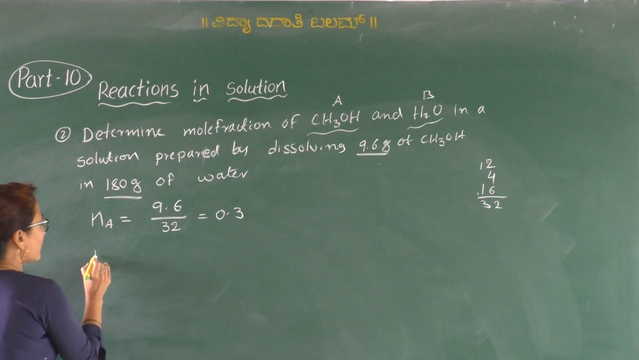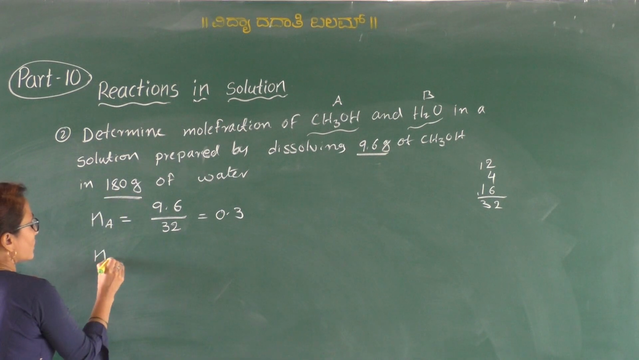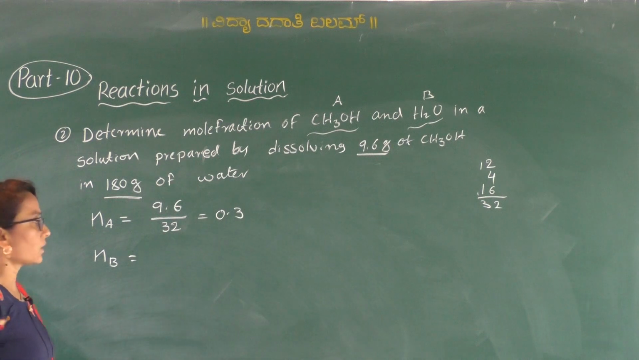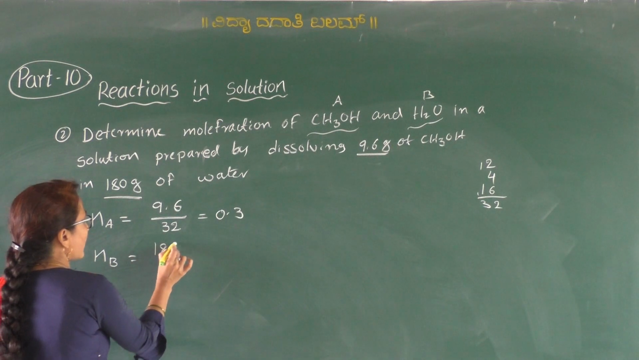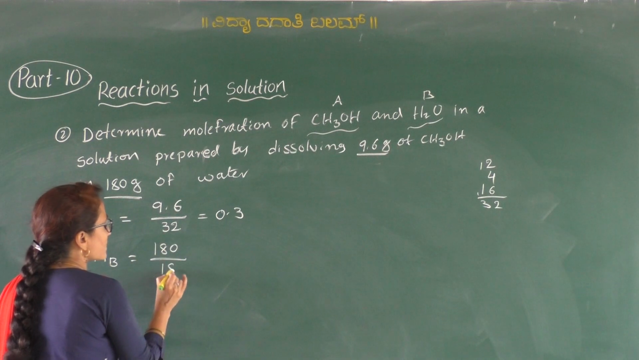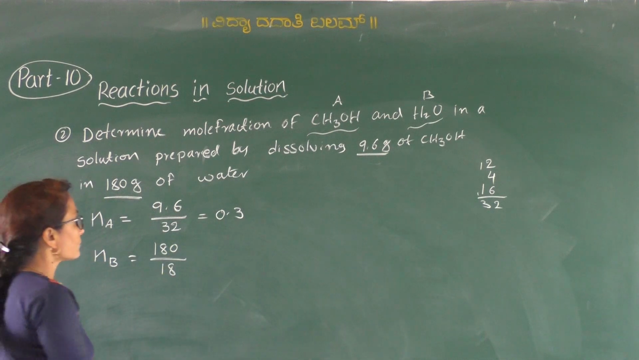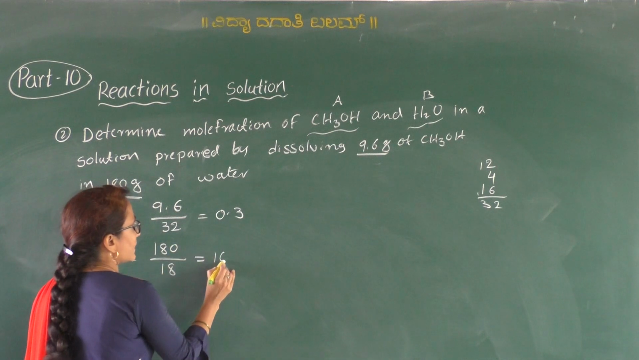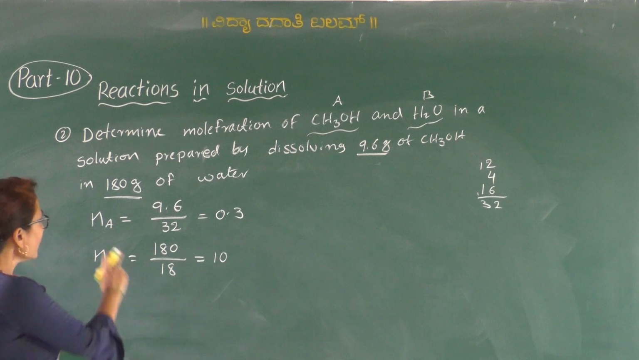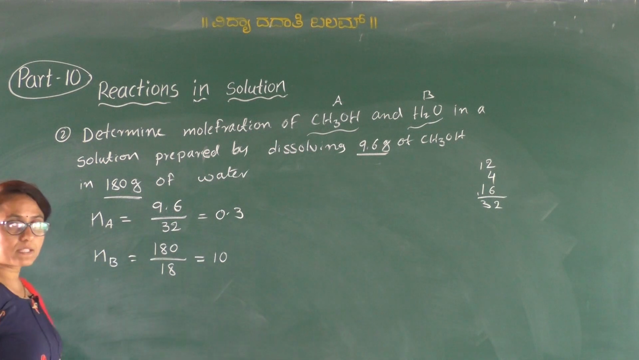So similarly calculate the number of moles of water. The mass given is 180 and the molar mass of water is 18. Therefore the number of moles of water is equal to 10. Therefore the number of moles of the two components are known.